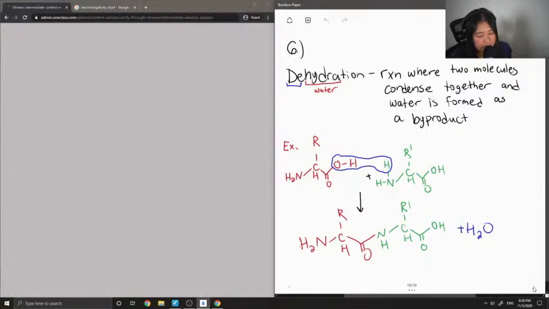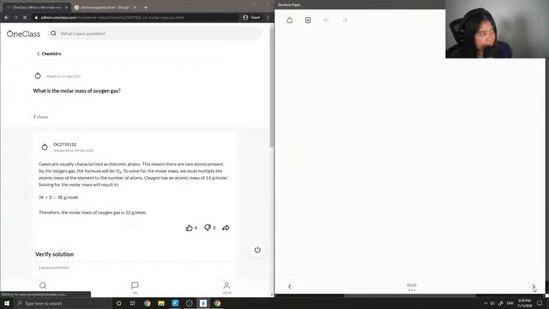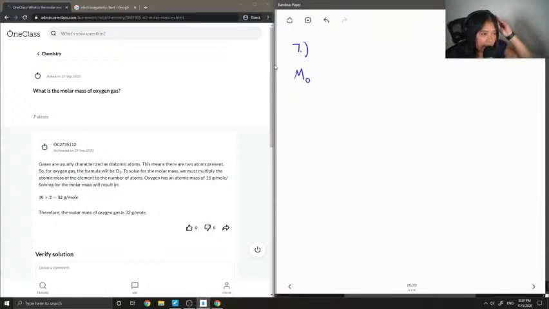Okay, so now let's move on to question number 7. What is the molar mass of oxygen gas? Okay, so first let's write out the molecular mass of just a single atom of oxygen. This value can be found on the periodic table, and it's just 16.00 grams per mole.